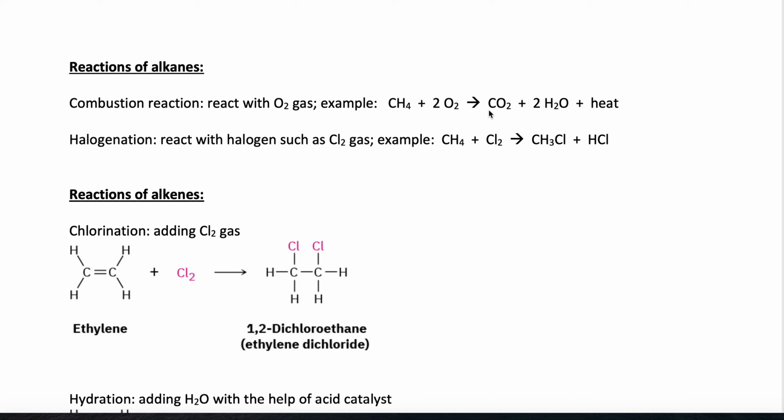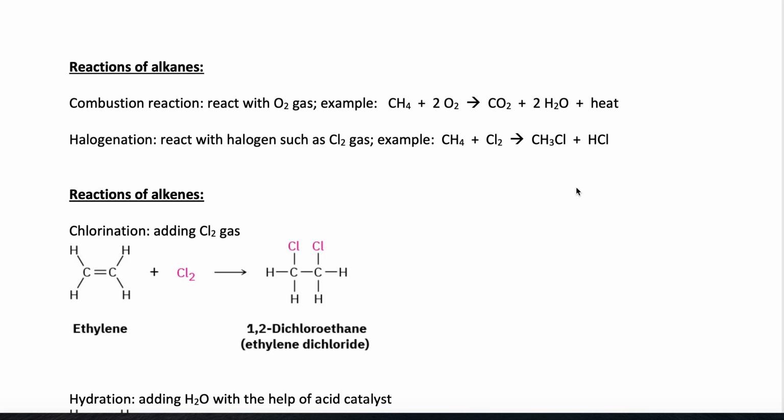All right, halogenation is when we react an alkane and we replace one of the hydrogens. In this case, we're just going to do it once, with chlorine gas, a halogen gas such as chlorine. So notice that one hydrogen is replaced by the chlorine, or chloro, and the other chlorine atom will go with the hydrogen to make HCl. Okay, so the equation is balanced.